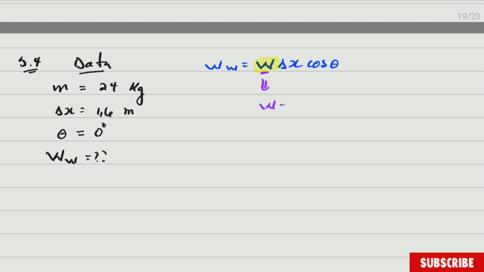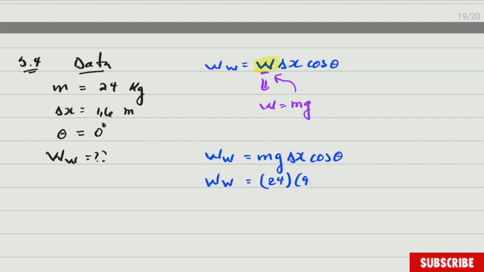Remember, weight is equal to mass multiplied by acceleration due to gravity. Therefore, we can substitute that there, right? There is no need for us to calculate it separately because it's quite simple. So the work done by weight is equal to mass, acceleration due to gravity, displacement, cosine of theta. When you substitute, you get 24 multiplied by 9,8 multiplied by 1,6 multiplied by cosine of 0 degrees.